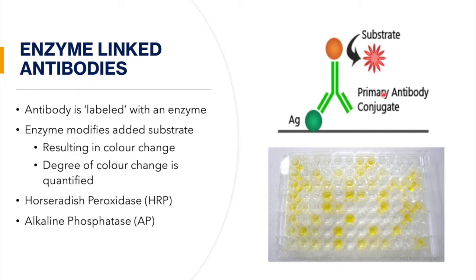The degree of color change is converted into a numeric value to quantify the amount of antigen present in the sample. As seen in this example, the more yellow the wells appear, the higher the concentration of the target antigen present in each sample. Some common substrates used for ELISA are horseradish peroxidase and alkaline phosphatase.